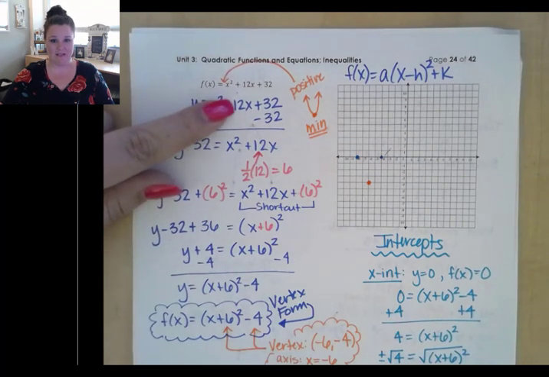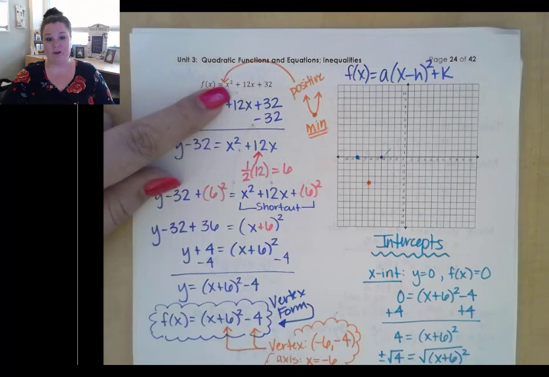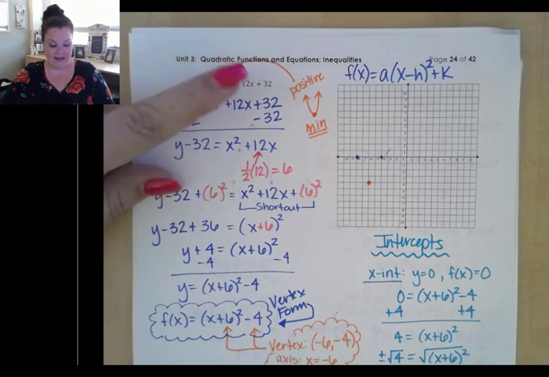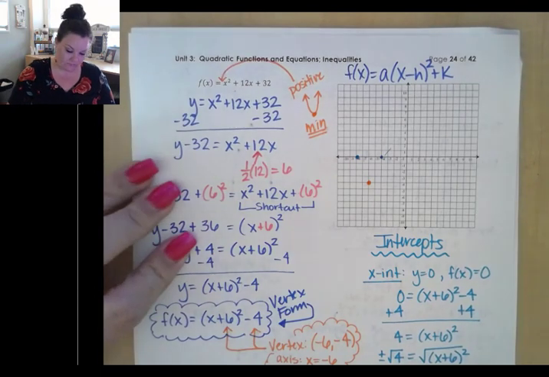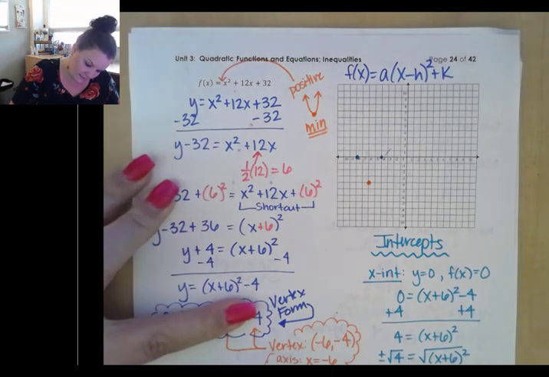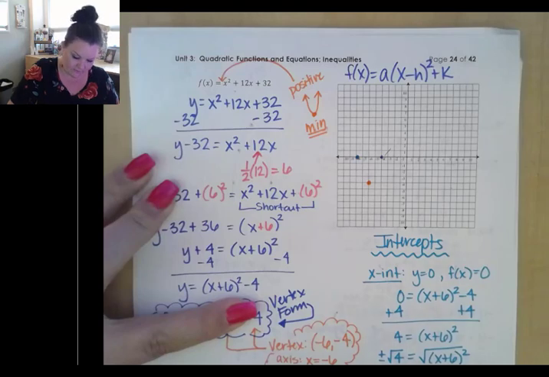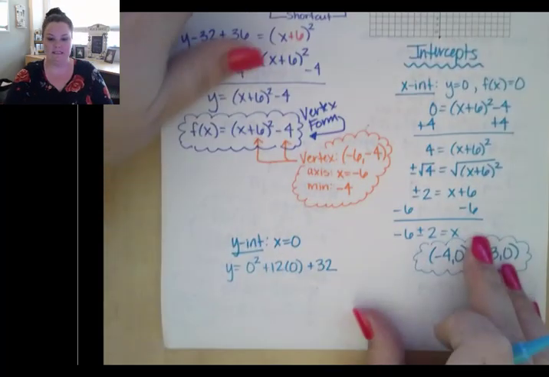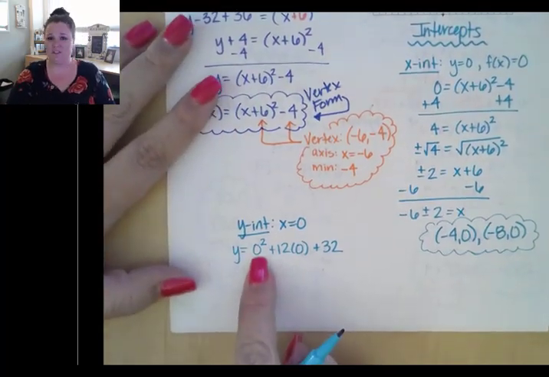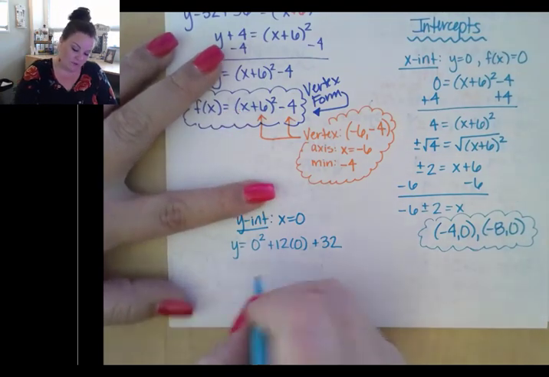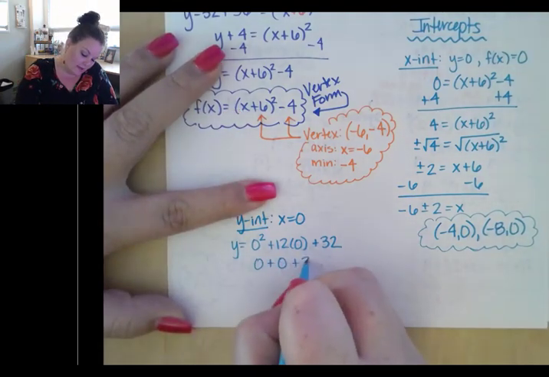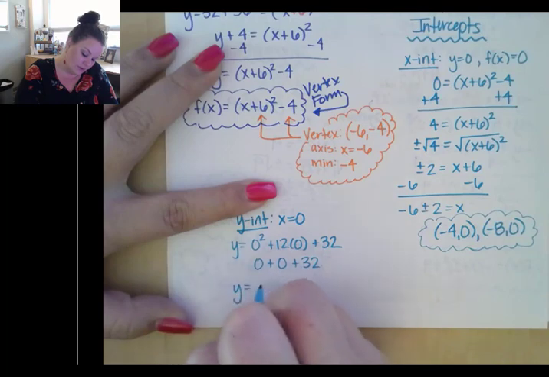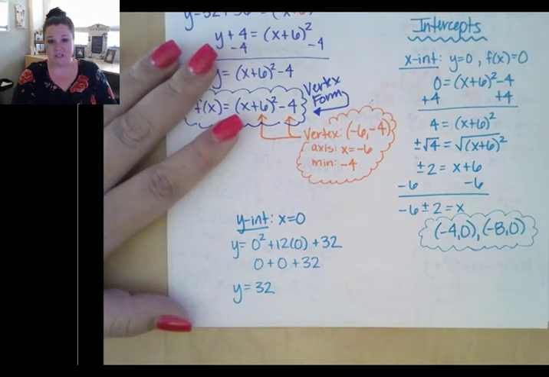I'm going to use this one because I know that when I plug 0 in for x into this original, any term that has x is going to go away. So that means that y is going to be equal to 0 squared plus 12 times 0, just putting zeros in where I see x's, plus 32. And when I put zeros in where I see x's, my first term just becomes 0, my second term just becomes 0, and then I have a plus 32, which means I get y equals 32.